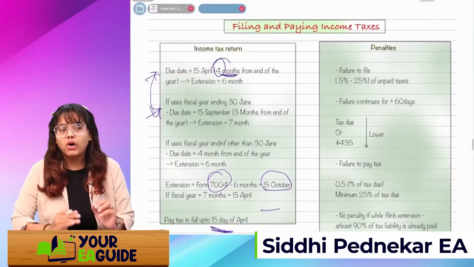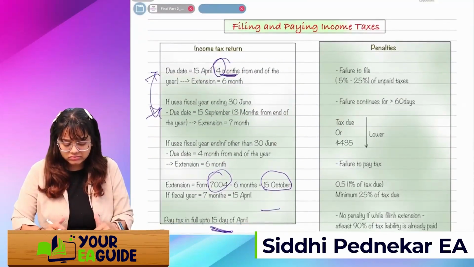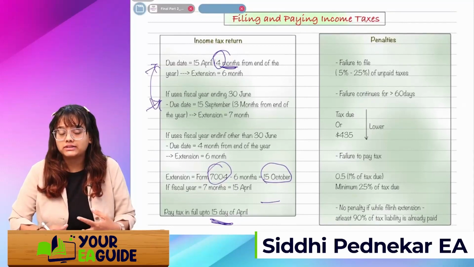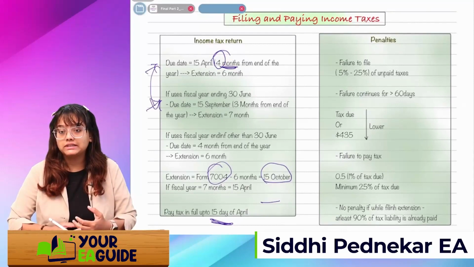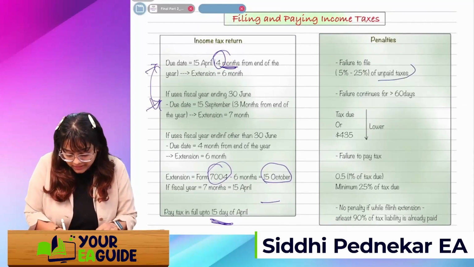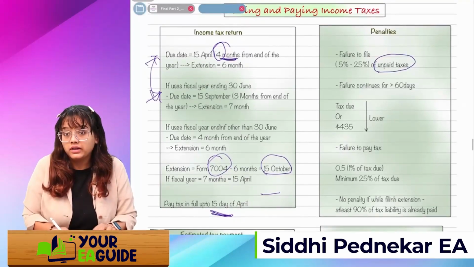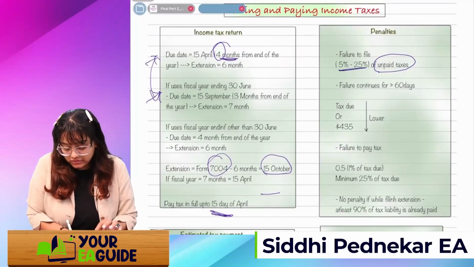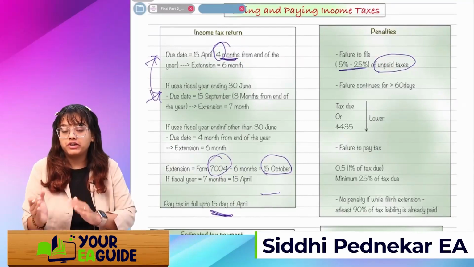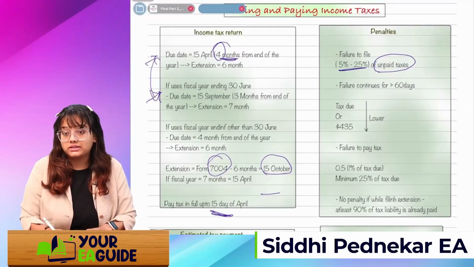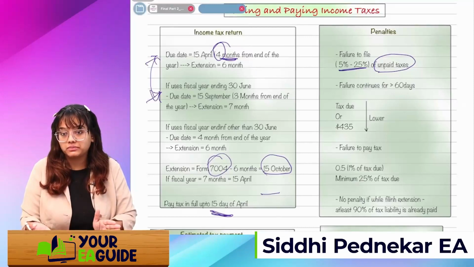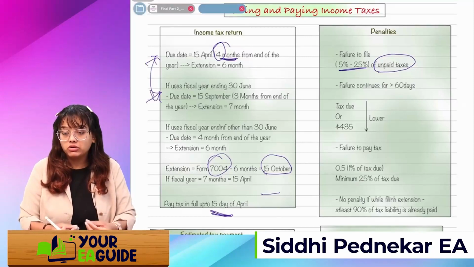Next is, what if you fail to file the tax return or you fail to pay the taxes? What will happen? Whatever the unpaid taxes are, the penalty will be from 5% to 25%. It can range to any amount. They take the unpaid taxes and multiply by the percentage. It can be 5%, minimum 5%, and maximum 25%.